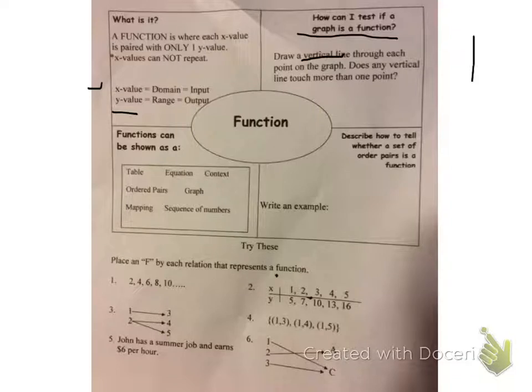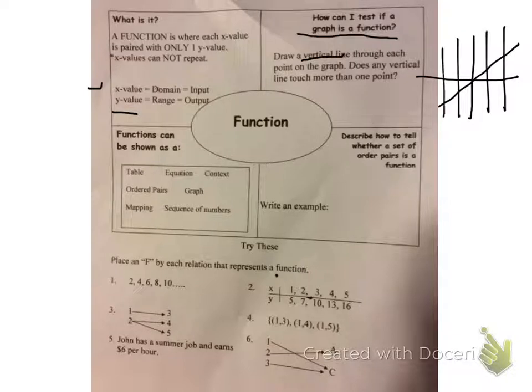So, for example, if we have a graph here with a straight line, and I draw a vertical line through any point on this graph like this, notice I only touch one point on that line every time I go through it. Another easy example to look at is a circle. Notice I'm going to touch more than one point as I go through there.